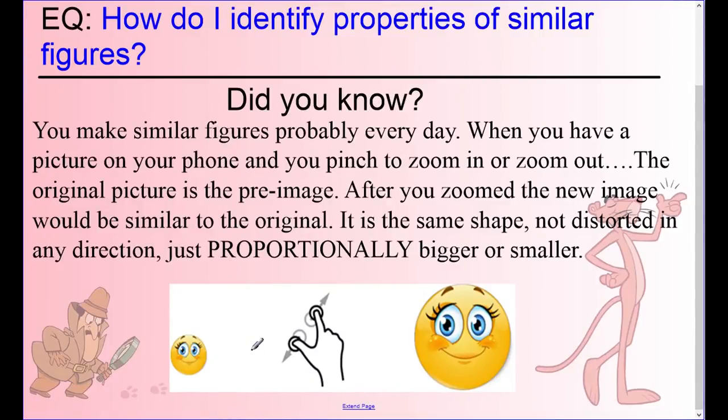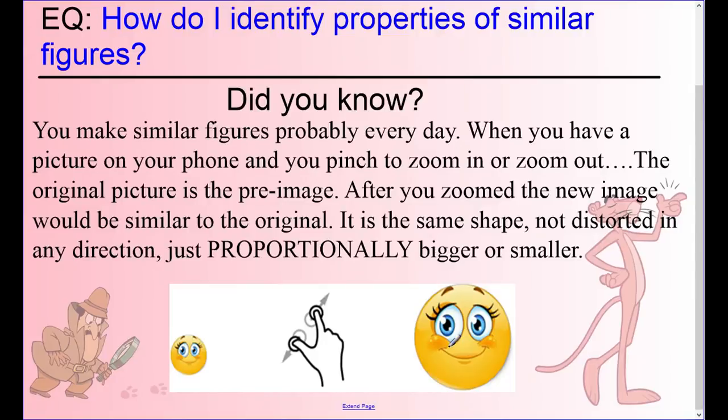Those two shapes would be proportional. This guy and this guy are proportional. It's not the exact same shape. I'm sorry, it is the exact same shape. It's not distorted in any direction. It's not like stretched out. It is proportionally bigger. That's a dilation. So when you make something proportionally bigger, that's a dilation. So maybe made it 3 times as big. That's a dilation. Okay?